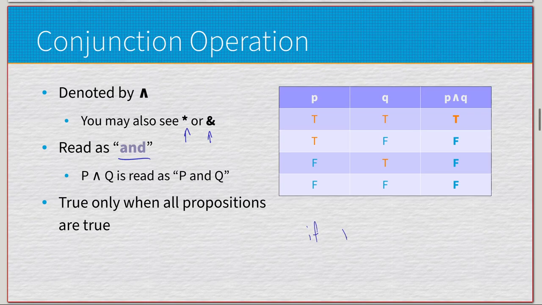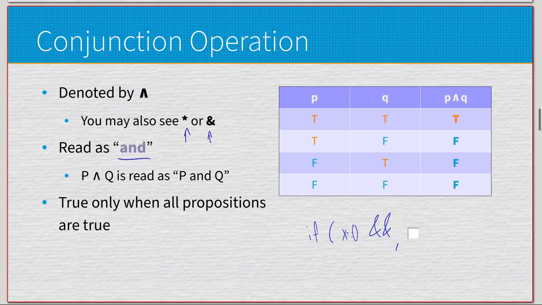So if x and y, or if x equals 0 and y is less than 2. So something like this. Maybe you see two of them together at the same time, like if you're doing C or C++, you might see something like this.